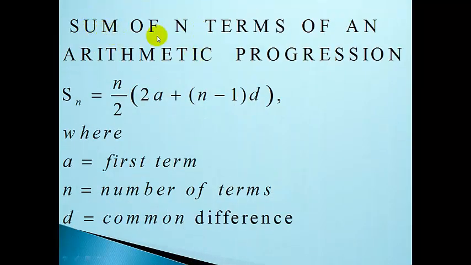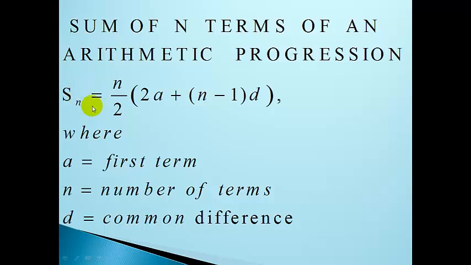Now we look at the sum of the n terms of an arithmetic progression. The sum of the n terms of an AP, or the arithmetic progression, or the linear sequence, is given by Sn, that is S subscript n, is equal to n over 2 into bracket 2a plus n minus 1 d, where n is the number of terms, a is the first term, and d is the common difference. So that is the terms that we have defined. a is the first term, n is the number of terms, and d is the common difference.